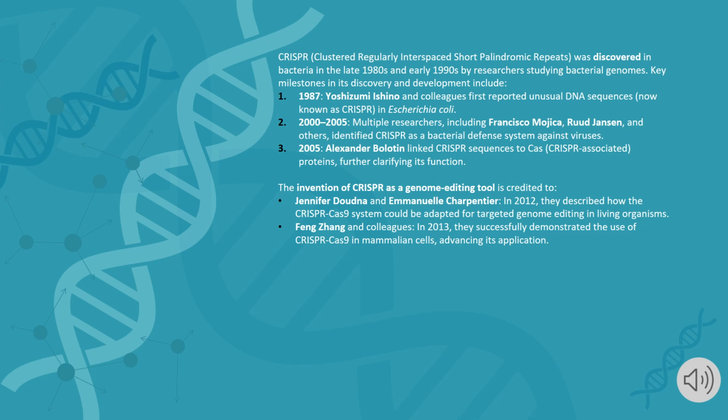The invention of CRISPR as a genome editing tool is credited to Jennifer Doudna and Emmanuelle Charpentier. In 2012, they described how the CRISPR-Cas9 system could be adapted for targeted genome editing in living organisms. Feng Zhang and colleagues, in 2013, successfully demonstrated the use of CRISPR-Cas9 in mammalian cells, advancing its application.